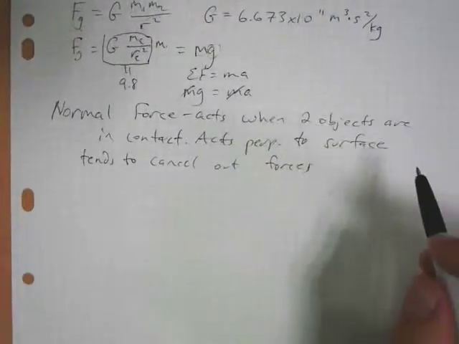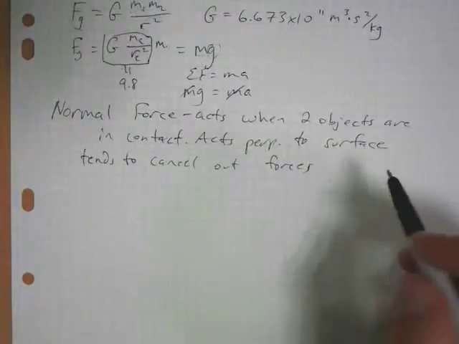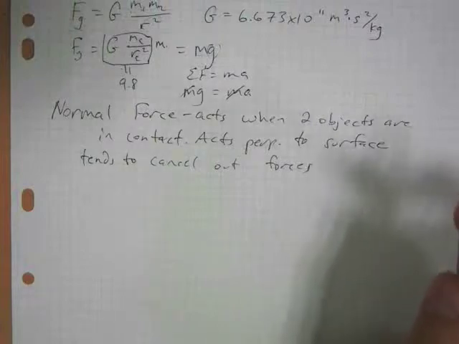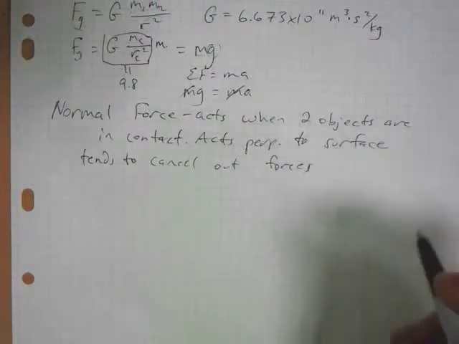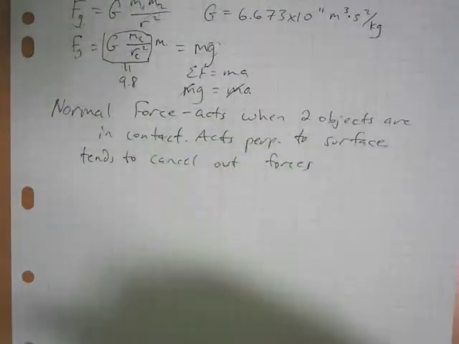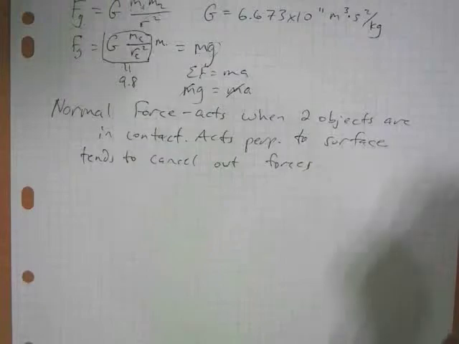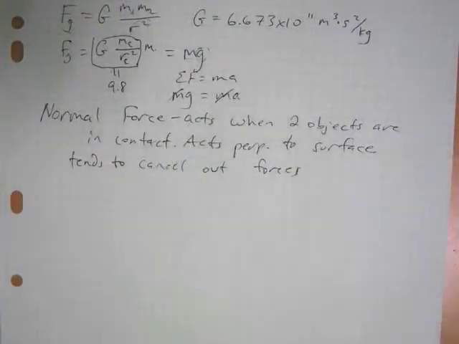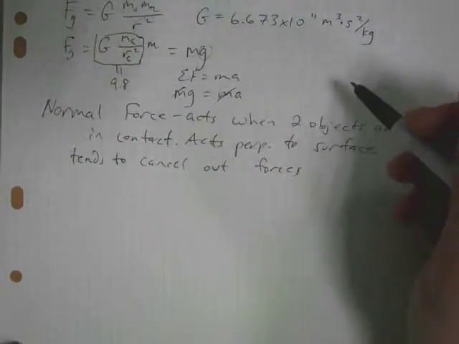If I lean against a wall, then the wall is applying a horizontal force to my body. That is a normal force. And that horizontal force is keeping me from falling through the wall. So normal force keeps you from going through objects. And like I said, it always acts perpendicular to the surface of an object.